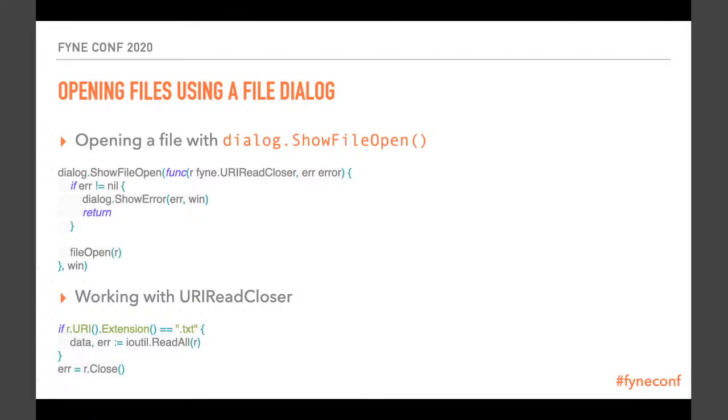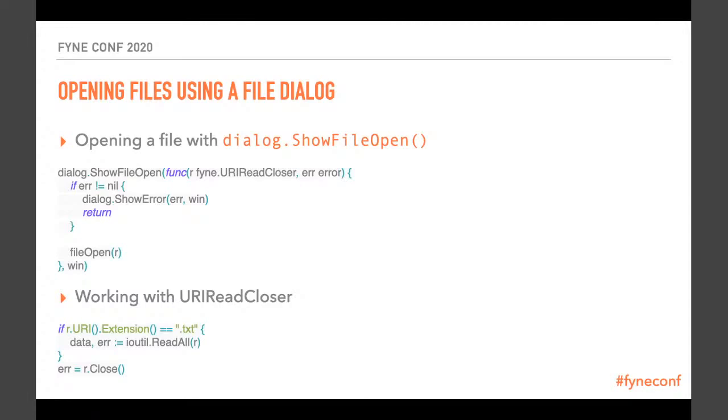So the read closer has a URI method that is going to return to you the URI that it represents. And on that, we can call things like extension and name. So this code snippet here is illustrating that if we have been given a text file, then we would like to read all of the data out of that file. The data is clearly here saved in the data variable.